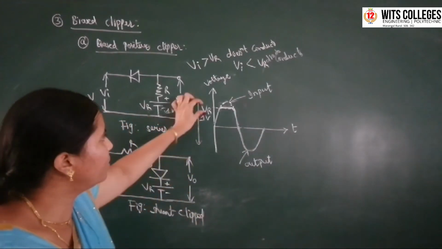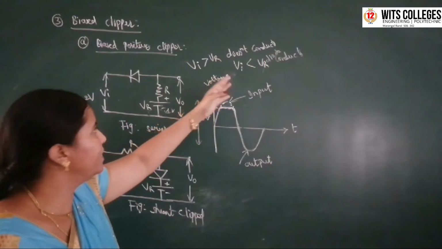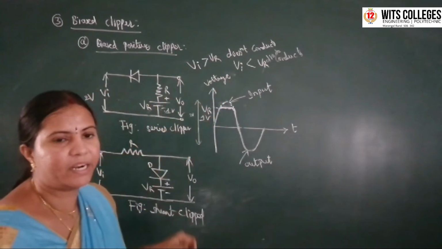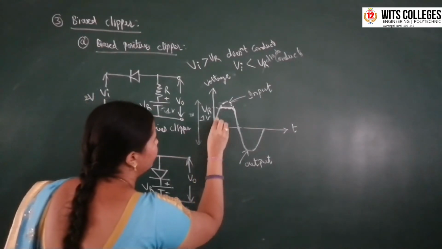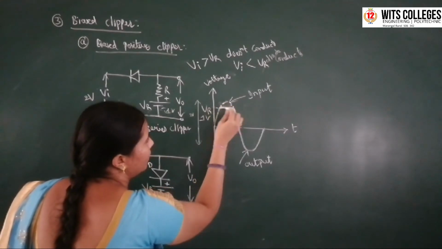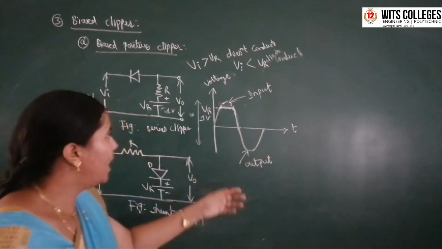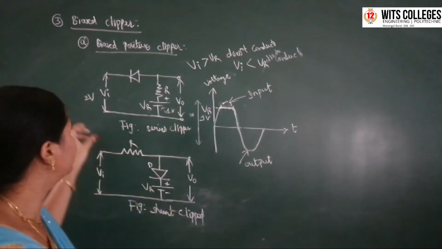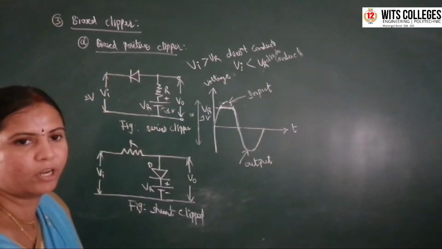So up to the reference voltage the diode conducts. When the input voltage is less than Vr, the diode conducts. After that, it removes the positive half cycle beyond Vr, and the negative half cycle also appears at the output. So this is about the series biased positive clipper.